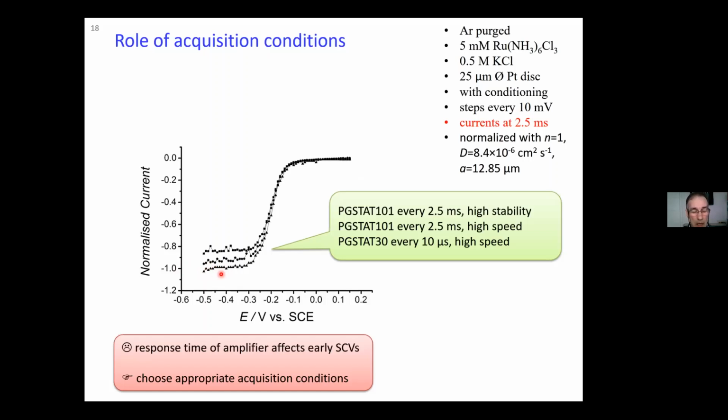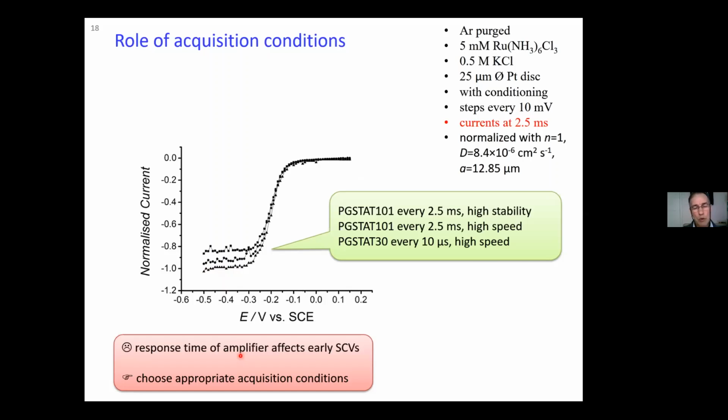So clearly the acquisition conditions are important. These are transient experiments, so you want to make sure that your instrument is capable of measuring currents at short time in a reliable way. So you have to make sure that the response time of your amplifier doesn't affect the currents of the sample current voltammograms.